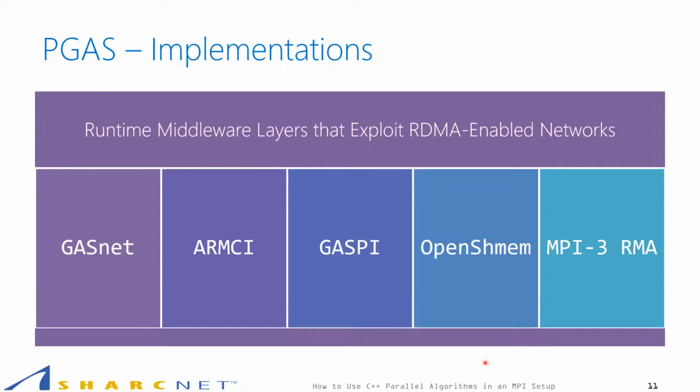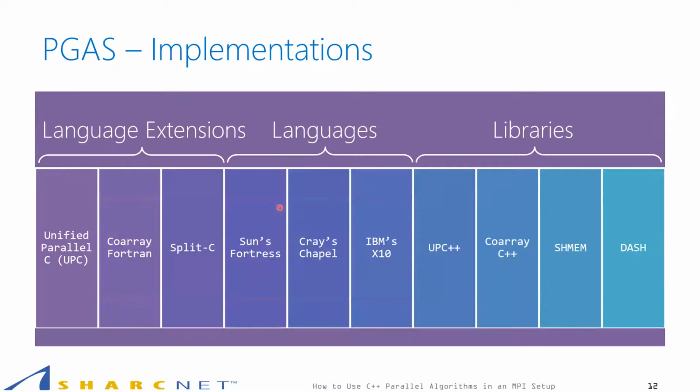PGAS implementations are built on top of one or more of these middleware layers and are in the form of language extensions like Unified Parallel C or UPC, Co-array Fortran, Split-C, or languages, for example, Sun's Fortress, Cray's Chapel, IBM's X10, or libraries like UPC++, Co-array C++, SHMEM, and DASH, which is the subject of today's talk.